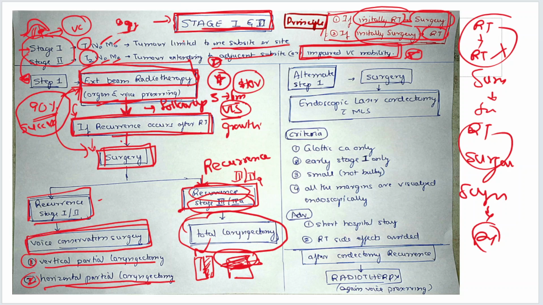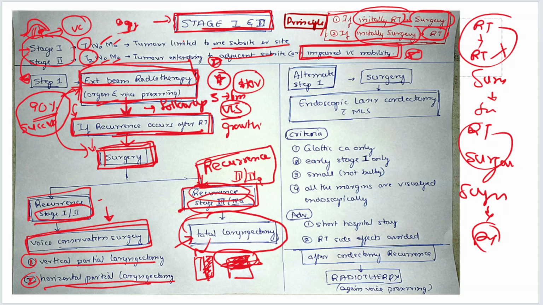Okay, if the patient recurs, you go for surgery. Recurrence after radiotherapy, go for surgery. You do not follow a radiotherapy with another radiotherapy. If the recurrence is in stage 1 and stage 2, you are lucky. Still, you are trying to save his voice. What do you do? You do a vertical partial laryngectomy or a horizontal partial laryngectomy. Unfortunately, if the patient has recurred in stage 3 and stage 4A, you do not have any choice. You go for total laryngectomy.